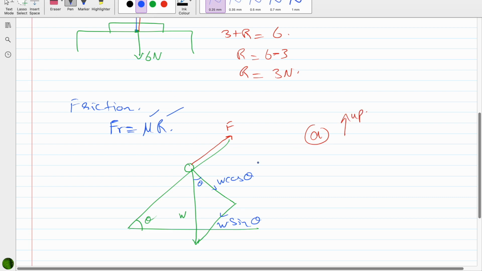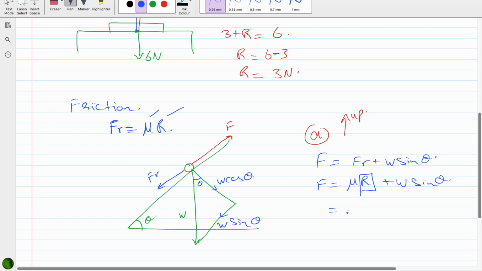So if it is at the verge of moving up, friction would act downwards. In that case, what will we do? We will equate the forces upwards to the opposite forces. So in this case, the pulling force F is equal to the friction plus the component of weight, which is W sin theta. And not forgetting that friction is equal to mu R, and some data would be given in the question. Now this R needs to be replaced. Mu times R, where R is W cos theta, plus W sin theta.